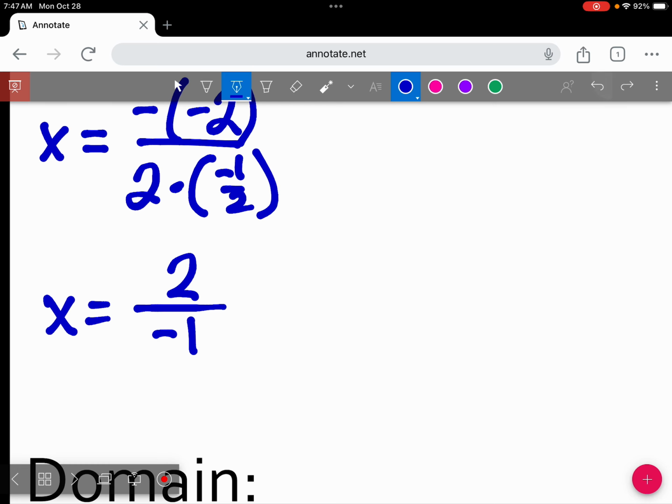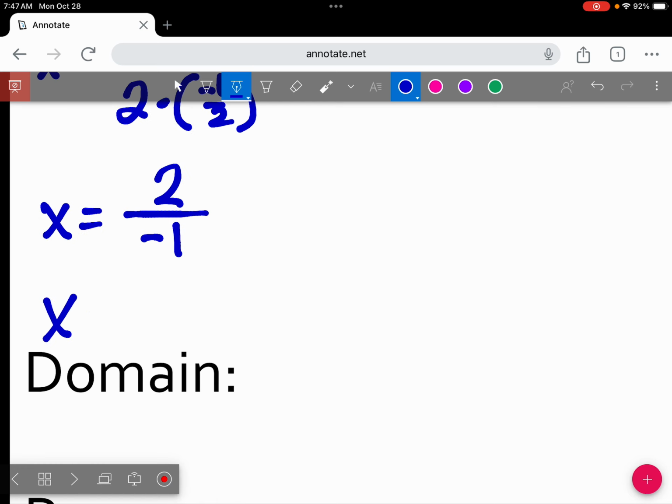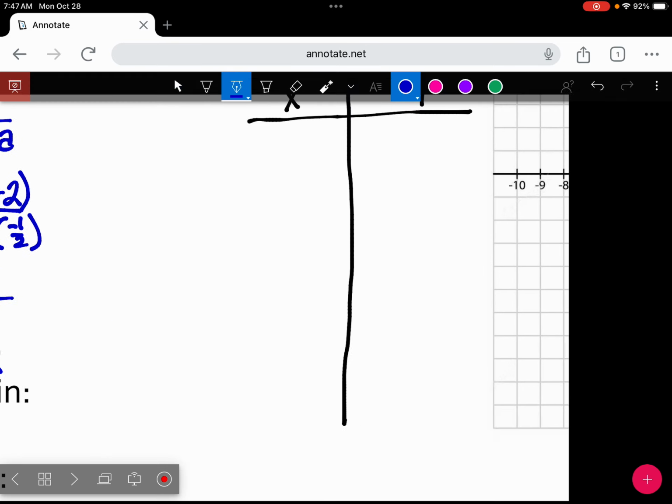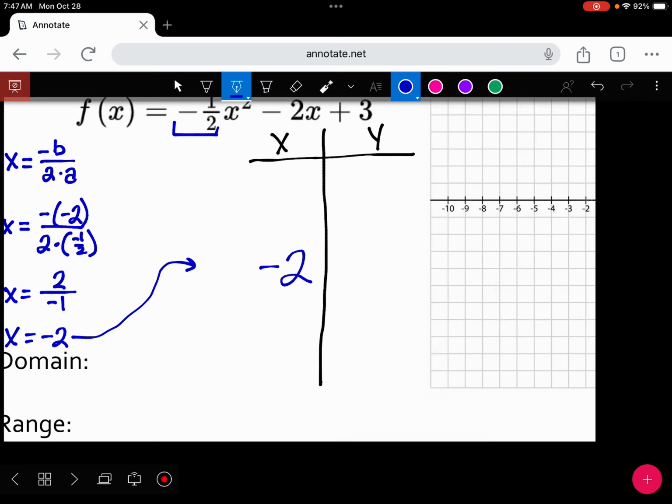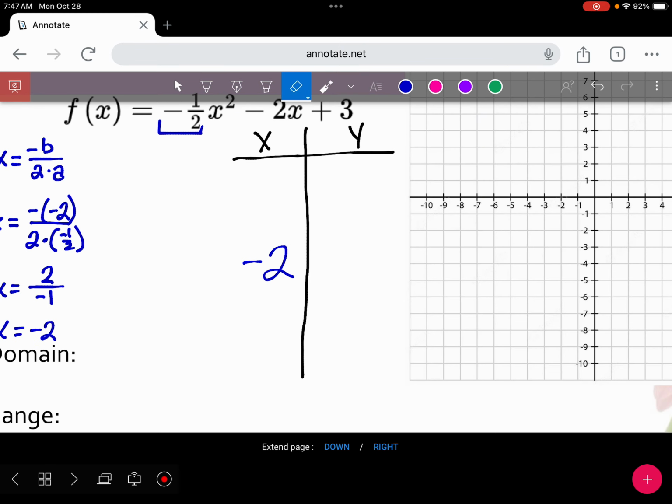So what is the x value of our vertex? Negative 2. So that means in the middle of our table, we put our negative 2. That's what that tells us. That means this guy goes in the middle. That's how we get that point.